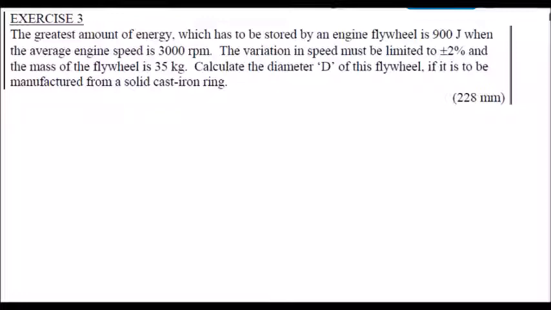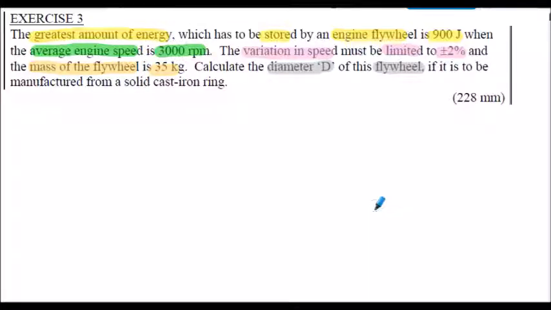Let's have a look at exercise 3 then. A bit more calculations involved here. We're actually going to find the diameter of a flywheel. So this is our first little design exercise, if you want to look at it like that. The greatest amount of energy which is to be stored by an engine flywheel is 900 joules. So that will be our delta E. When the average engine speed is 3,000 RPM. Now this is a parameter we need to comply with. The variation in speed must be limited to plus or minus 2%. And we're also given the mass of the flywheel is 35 kilograms. What we've got to do in this case is calculate the diameter D of the flywheel. It says it's been manufactured from a solid cast iron ring, so that means it's just a solid disc as far as we're concerned here.